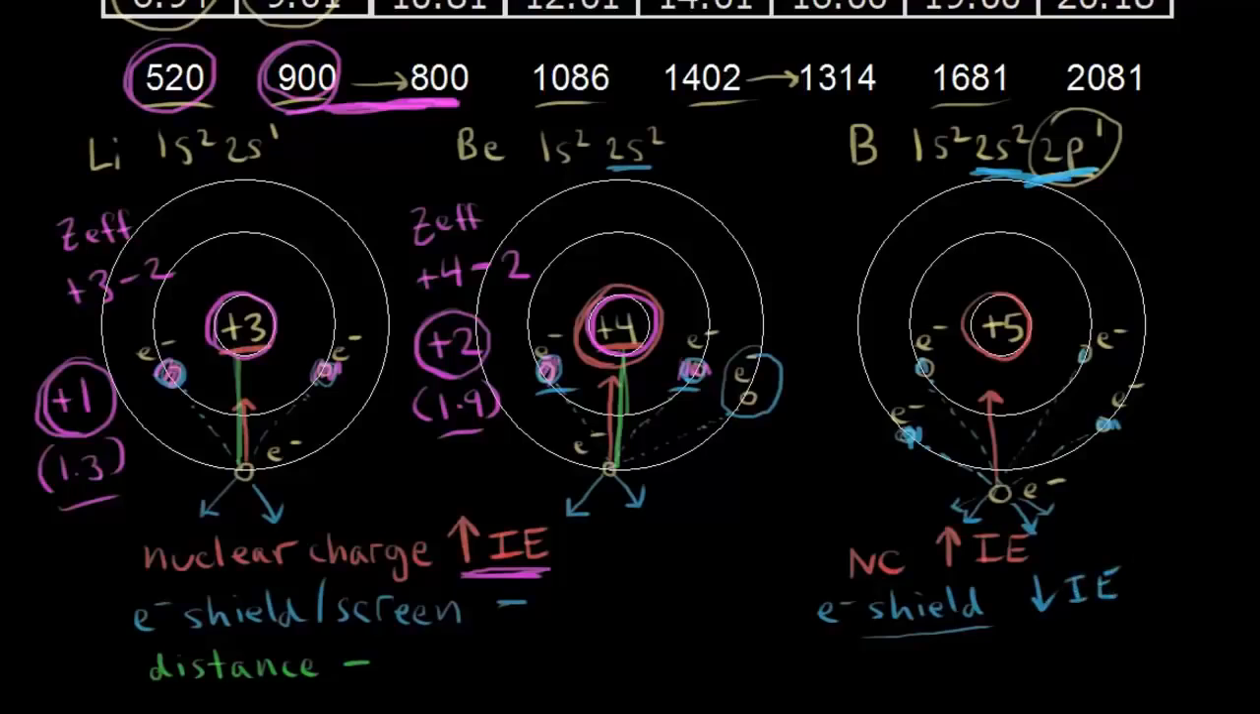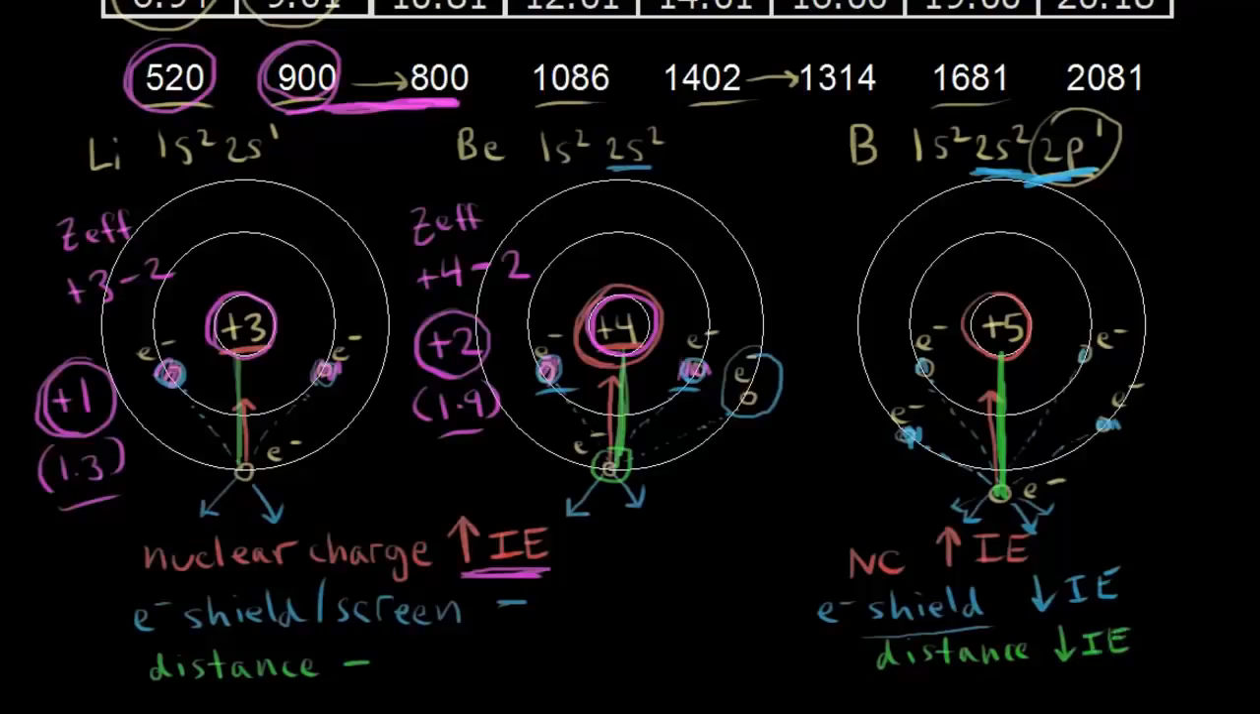Finally, distance. So thinking about distance, again, on average, this outer electron here is a little bit further away from the nucleus than this electron over here in beryllium. And since it's further away, there's less of an attractive force from the nucleus, and so therefore it takes a little bit less energy to pull that electron away. So just thinking about distance, we could say there's a decrease in the ionization energy.